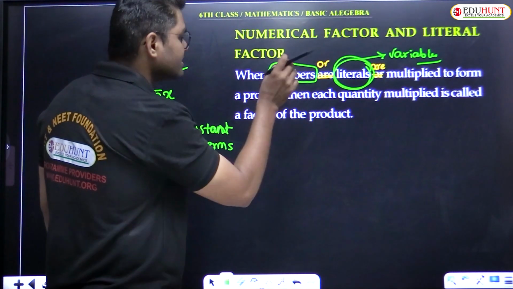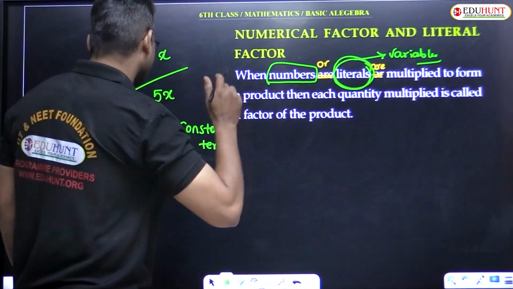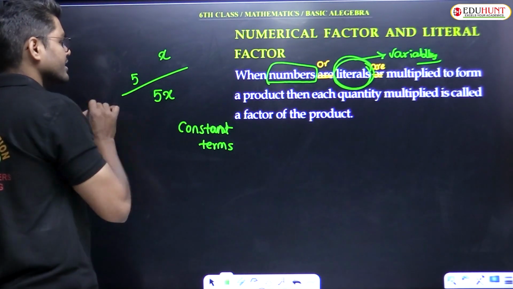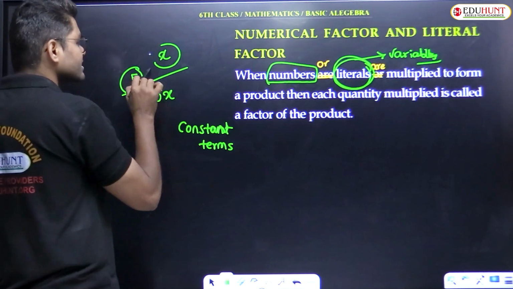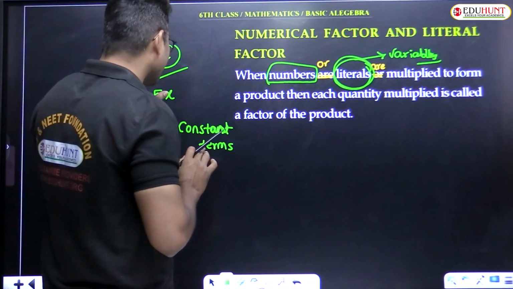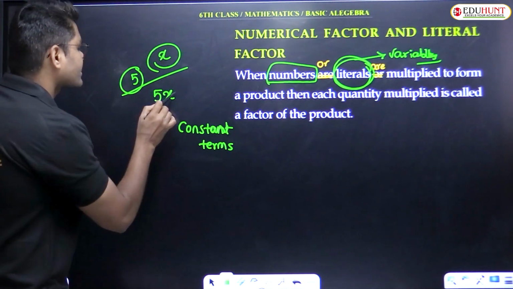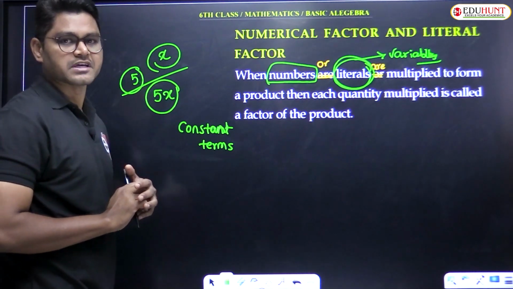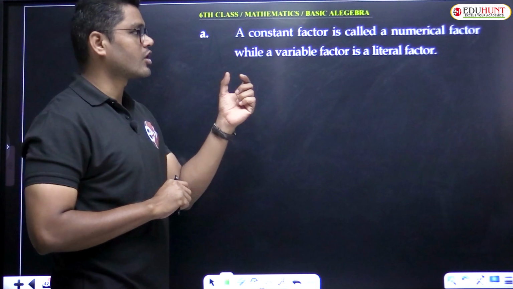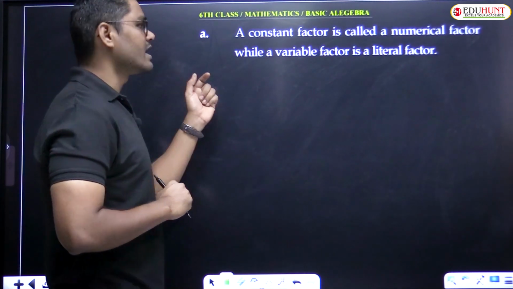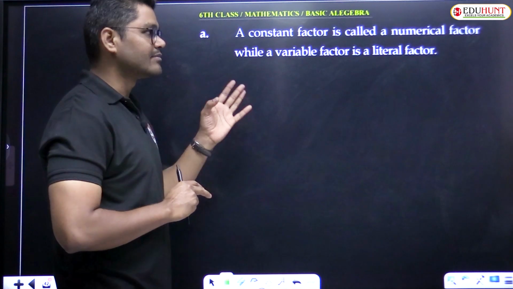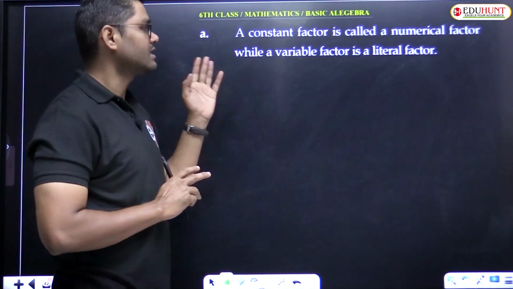A product, then each quantity multiplied. How many quantities are multiplied here? Two quantities multiplied here. So one is 5 and another one is x. These 5 and x will be factors of this 5x. This is the meaning of this statement. Okay. A constant factor is called numeral factor, while a variable factor is called literal factor. Literal means variable and constant means numbers.